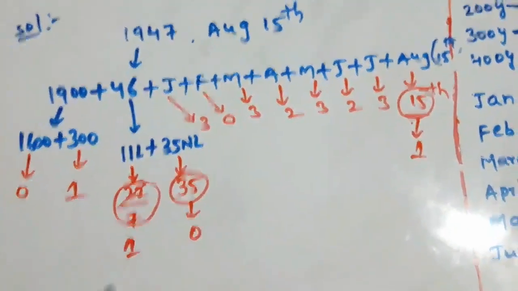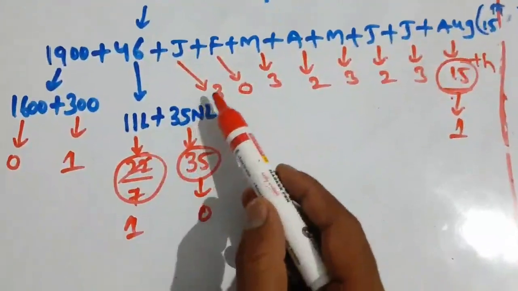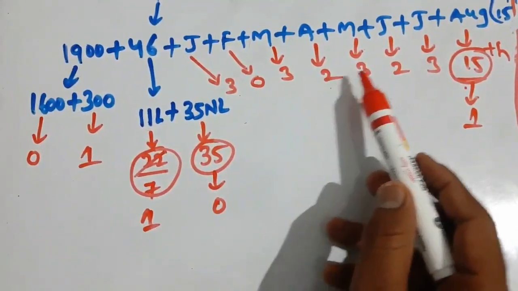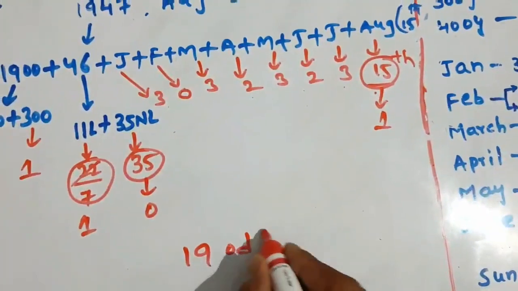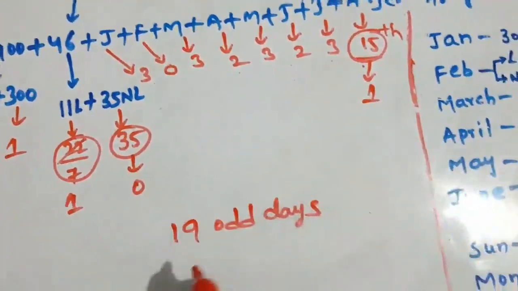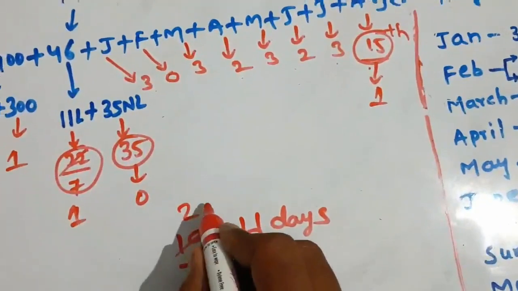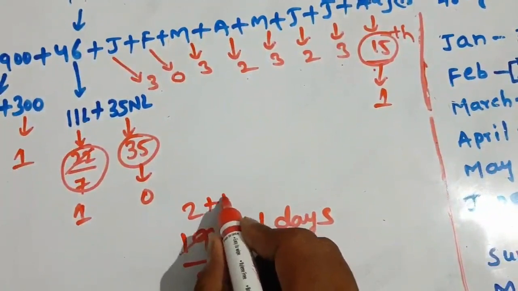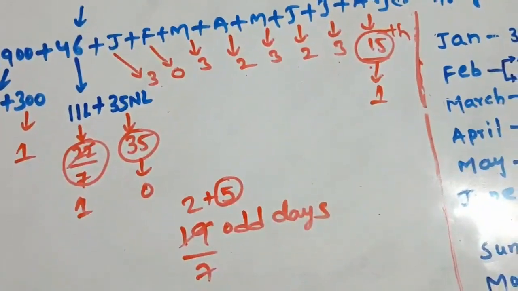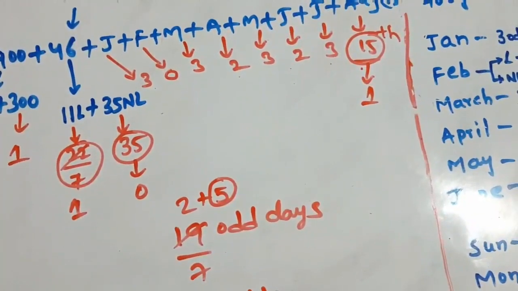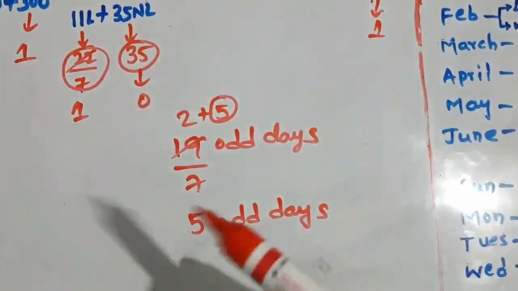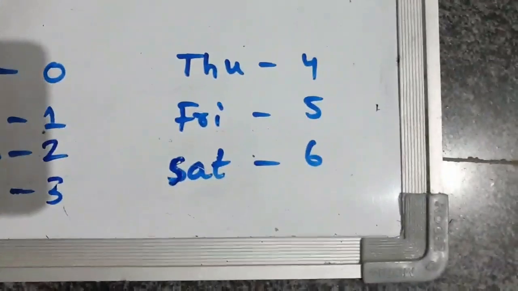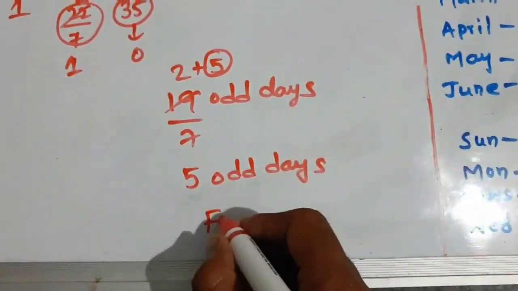Now I am going to add all the odd days. 1, 2, 5, 8, 10, 13, 15, 18, 19. 19 odd days I got. If I divide by 7, 2 plus 5 is the remainder. So finally I got 5 odd days. 5 odd days means Friday. Friday is the answer.